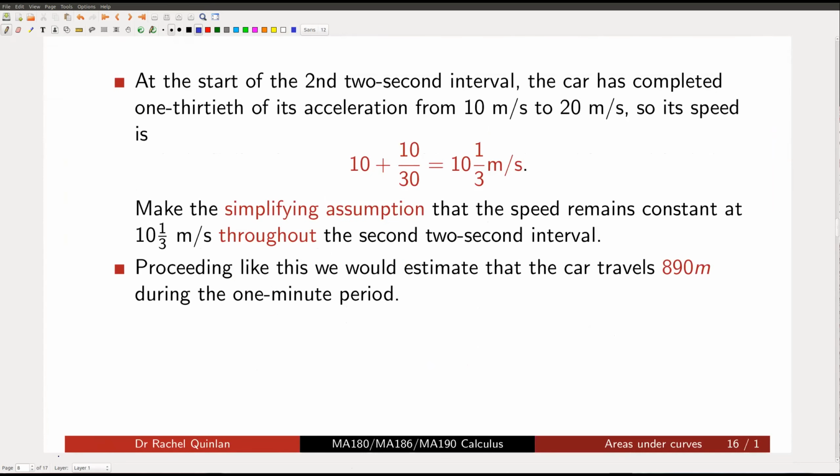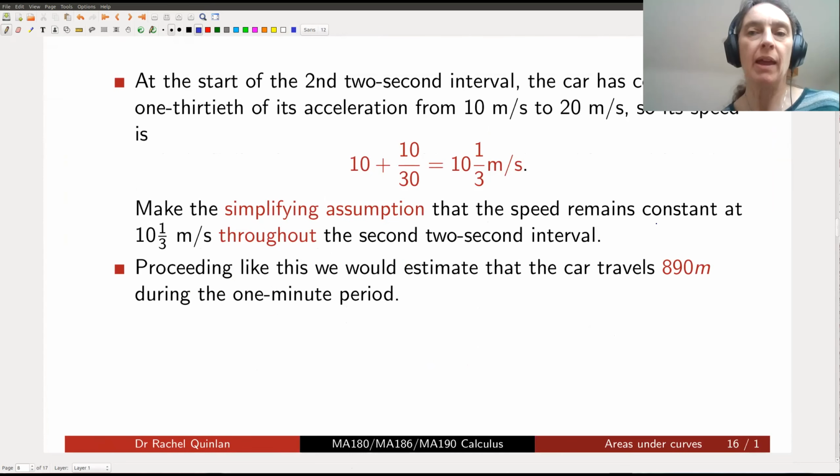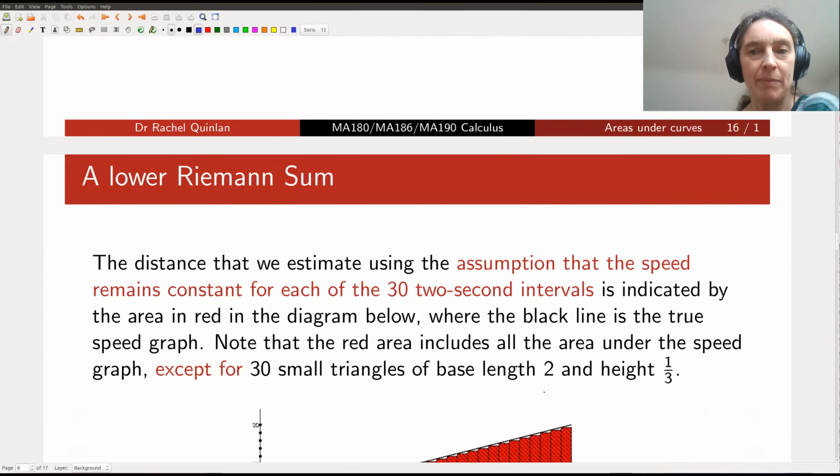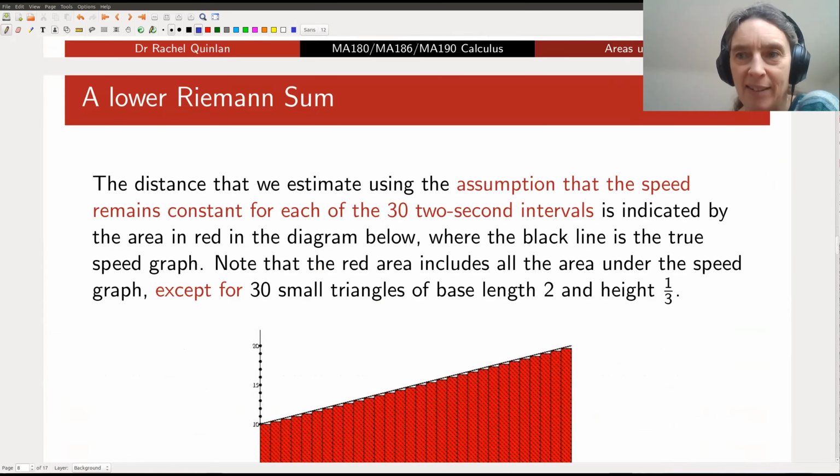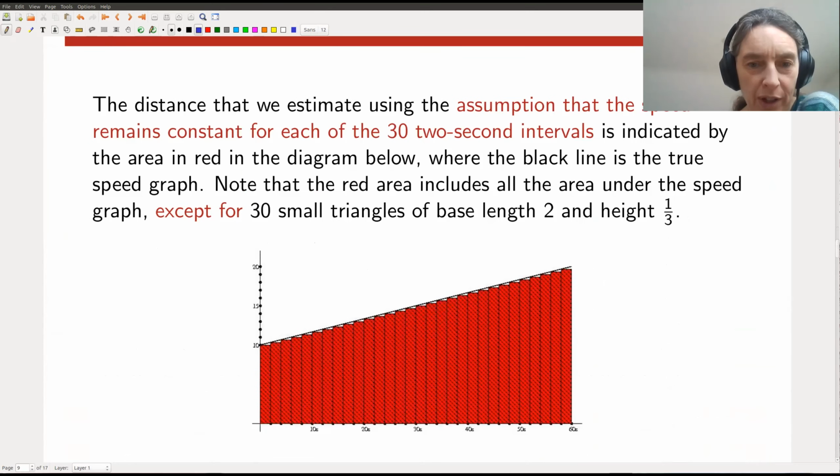We know that that's an underestimate of the true story because in each 2-second interval, we're actually underestimating the true value. So that's an approach to trying to get an estimate. And of course, you don't have to take 2-second intervals. There was no particular reason to do that. The picture that we would get in that case would have 30 2-second intervals. So here it is, and we can see that in the first 10 seconds, we have 5 of these 30 2-second intervals. At each stage, we're imagining that the speed stays constant over the 2-second interval at the value that it's at the start of that interval.